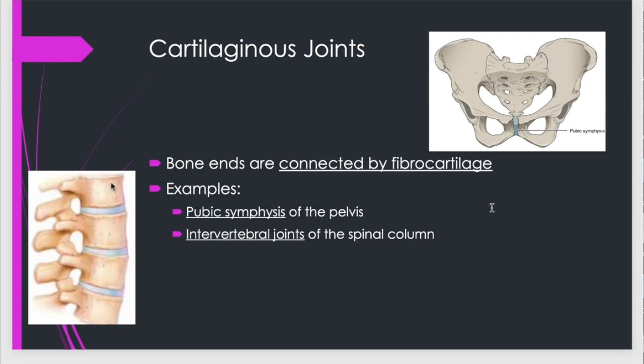Cartilaginous joints are going to be connected by cartilage or fibrocartilage. We have that at our pubic symphysis, where the two hip bones are connected in the front of the pelvis, and the intervertebral joints of the spinal column. So where those intervertebral discs would be, they are going to create those intervertebral joints.